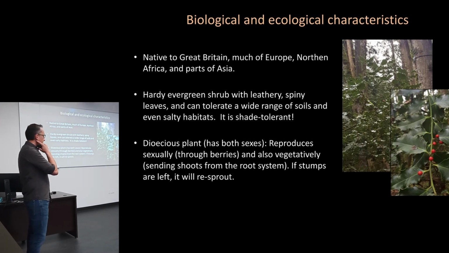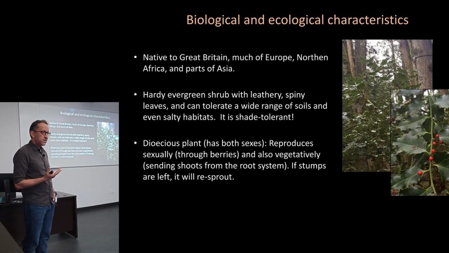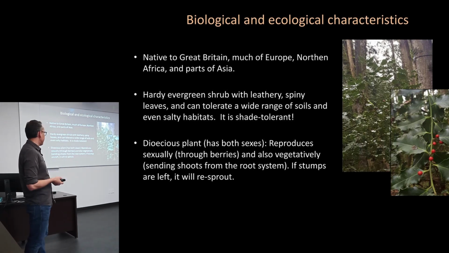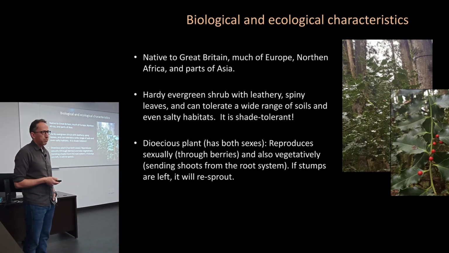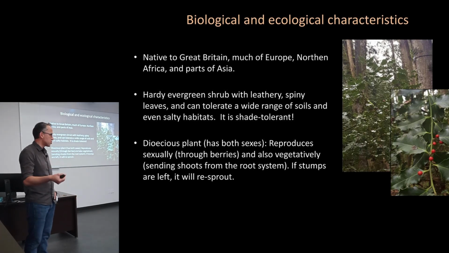It is a dioecious plant, so that means that there are separate sexes. It reproduces sexually through berries and also vegetatively, through the root system. If you leave a stump, if you cut English holly, it's very likely that at some point it's going to resprout. So it's actually hard to manage because it's a very resilient plant. If it's very young, it's easy to pull out of the ground, but once it has turned into a bigger tree, you actually need heavy machinery to remove or cut it, and then treat it with some kind of herbicide to actually kill it. So it's very resilient.